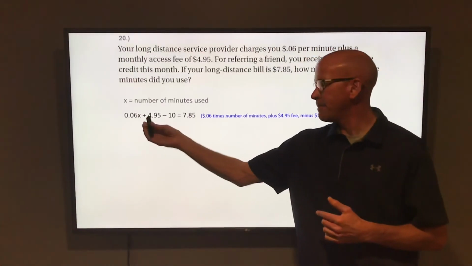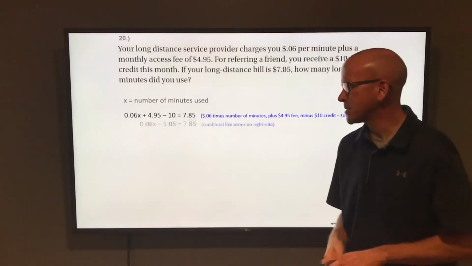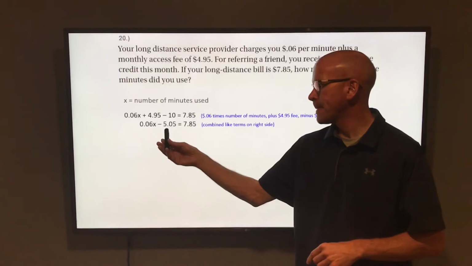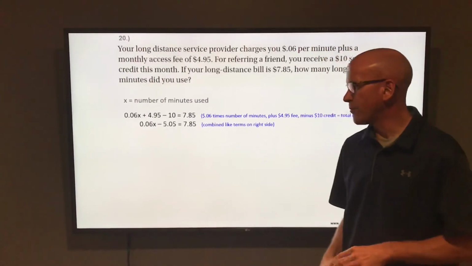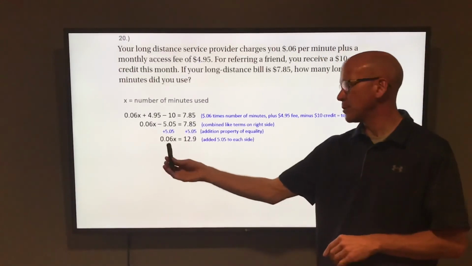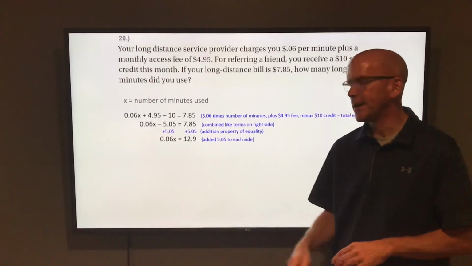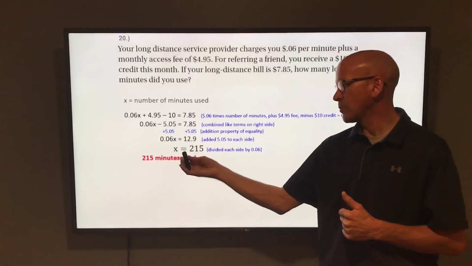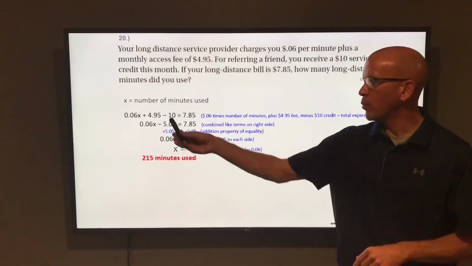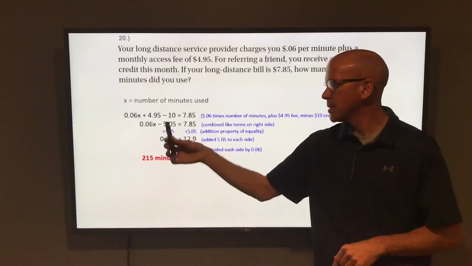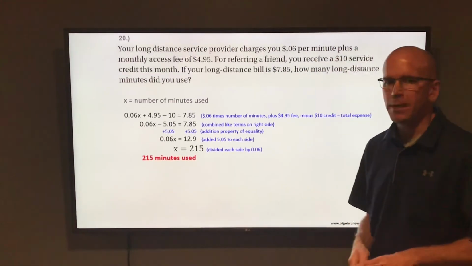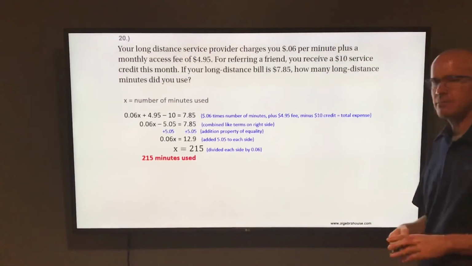On the left side, combine 4.95 and minus 10. So 4.95 minus 10, that would be negative 5.05. Then add 5.05 to each side. If you do that, you get 0.06x equals 12.9. And then finally, divide each side by 0.06. X equals 215. And remember, we let x equal the number of minutes used. X is 215. That means you used 215 minutes. Don't talk so much.